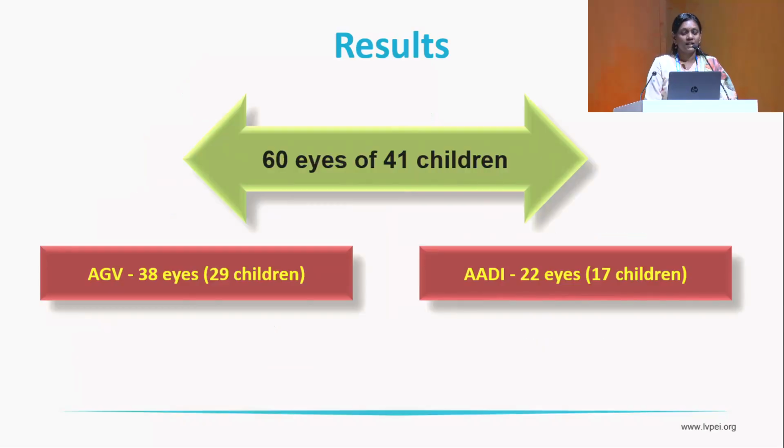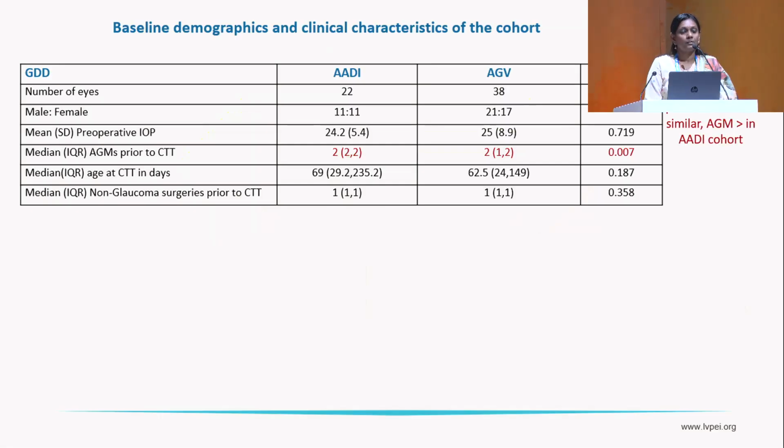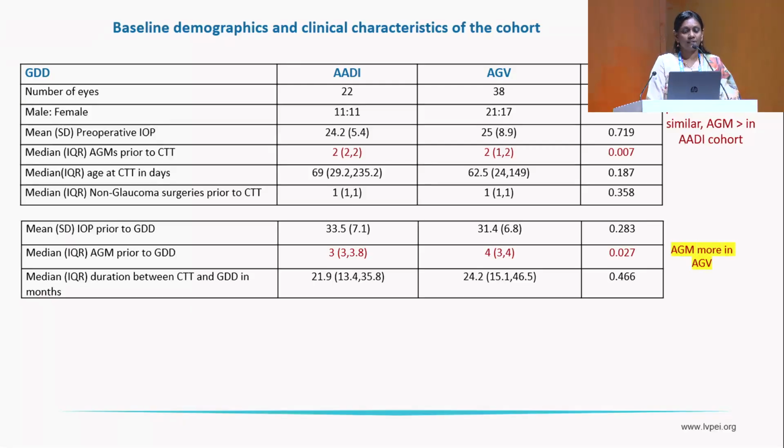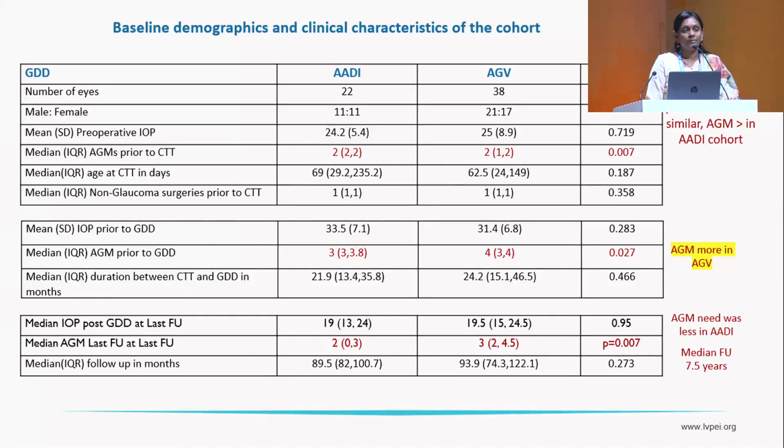Out of 60 eyes, 38 eyes underwent AGV, whereas 22 eyes underwent RD implants. Comparing the baseline demographics and clinical characteristics of the cohort between RD and AGV at different intervals of time: before CTT, median usage of AGMs was greater in the RD cohort, but after CTT and before implants, AGM usage was more in the AGV group. After undergoing glaucoma drainage devices, the AGM need was much less in RD implants. In both groups, the median follow-up is 7.5 years.